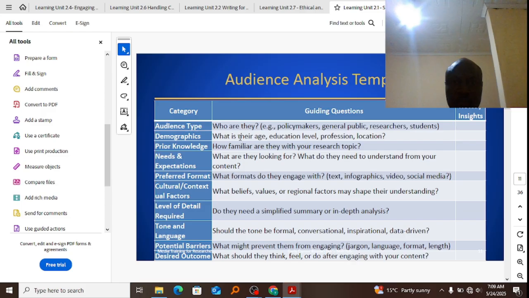Cultural context: contextual factors, beliefs, values, regional factors. These can also have an implication on their understanding. Level of detail required: do they need a simplified summary or in-depth analysis? Tone and language: should the tone be formal, conversational, inspirational, data driven? When you understand the audience, all these issues, you'll know how to handle them. So it is important to be able to identify who your audience are.